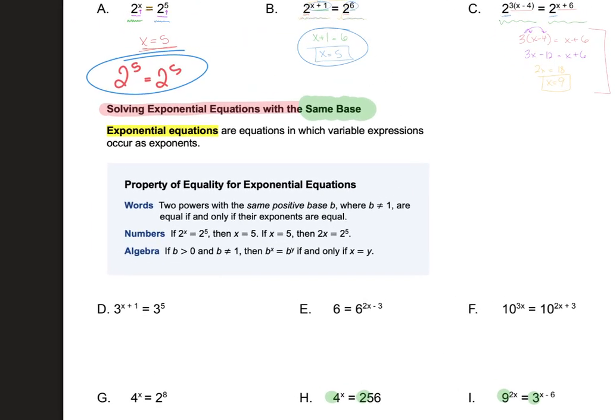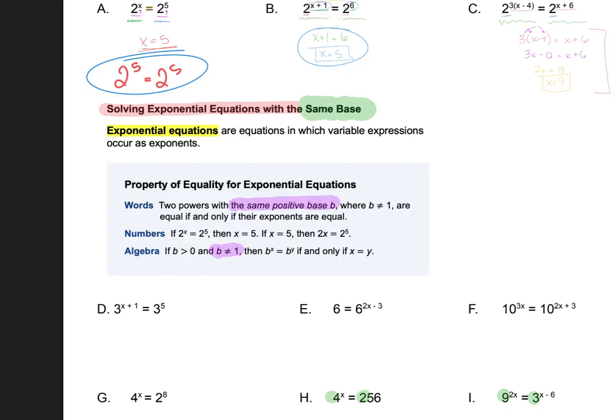Now, before we move on, I should point out that there is some wording down here that's like, hey, listen, b shouldn't equal 1, right? Because if it's 1, then it doesn't really matter what the exponents are, because 1 to any power is going to be 1. And it also says they should have the same positive base.